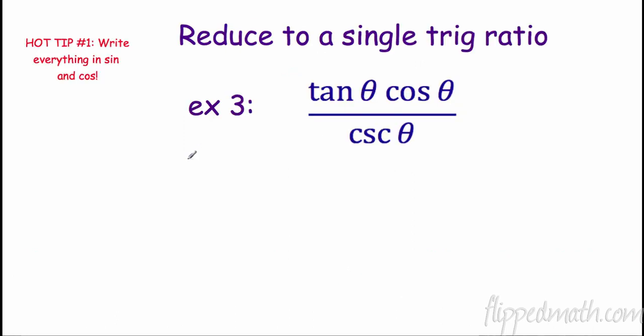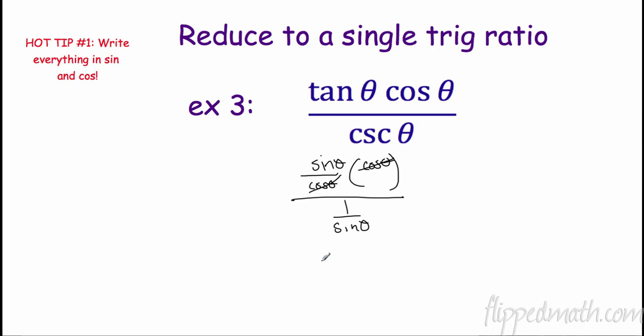All right, reduce this to a single trig ratio. All right, here's hot tip number 1. Write everything in sine and cosine. All right, well, I'm going to do that. Tangent is sine theta over cosine theta, all right, times cosine theta divided by cosecant, which is 1 over sine theta. All right, that's easy enough. So now let's see. Oh, this is nice.